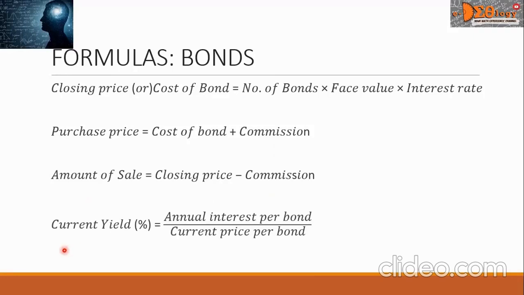Another formula is the current yield expressed in percent. This is equal to the fraction, where the numerator is the annual interest per bond over the current price per bond.